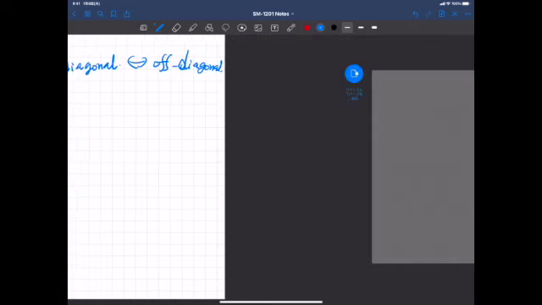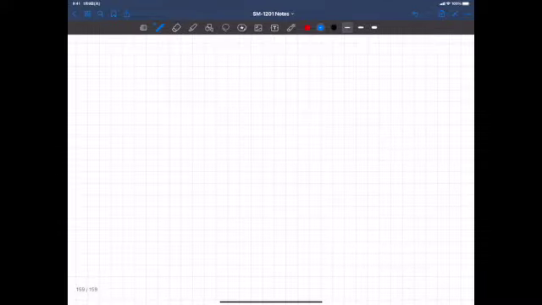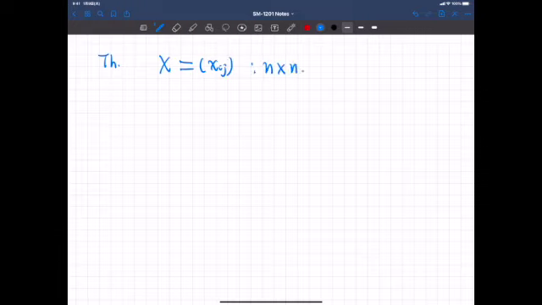Now, here's an important property of the identity matrix. Here's a theorem. Let X, with entries Xij, be any n by n matrix. Then the identity matrix times X is equal to X, which is equal to X times the identity matrix. This means multiplication by the identity matrix does not change the matrix X.